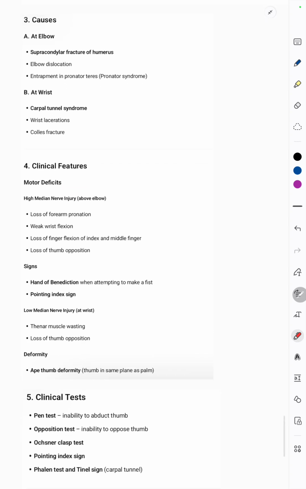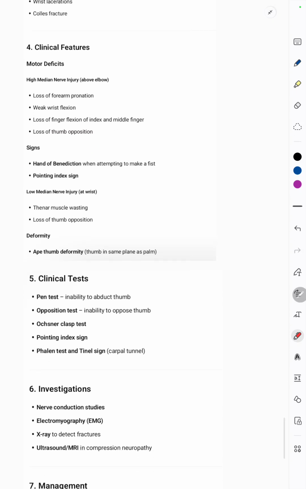Clinical features: the motor deficits. Because the pronator teres is damaged in a high median nerve injury, there will be loss of pronation. Then wrist flexion will be weak. Loss of finger flexion and loss of thumb opposition is seen. In a high median nerve injury, there will be a benediction hand sign while attempting to make a fist, or a pointing index sign. In low median nerve palsy at the wrist, thenar muscle wasting is seen and loss of thumb opposition is seen.